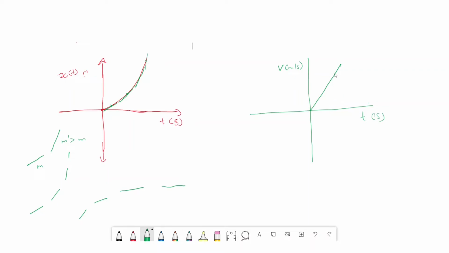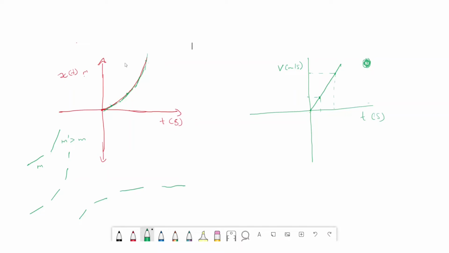Now if I find the slope of this velocity time graph using these two values, you would just get a number. Why are you going to get a number? Remember, this is a straight line. Since this is a straight line, it does not matter which point you choose. Whatever point you choose, the slope is just going to be the same. It's going to be one number.